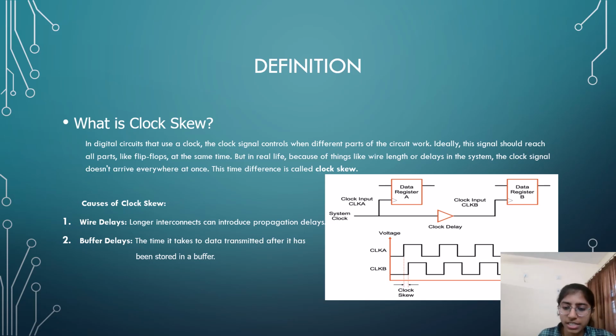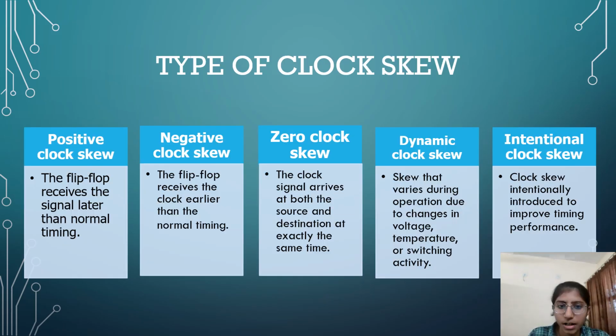So in our example, there is a clock delay which works as a buffer delay to generate the clock skew. And below that we have the graph in which we can see that the signals of clock A and clock B have a difference, and this difference is known as the clock skew.